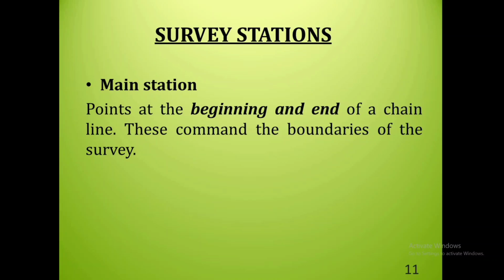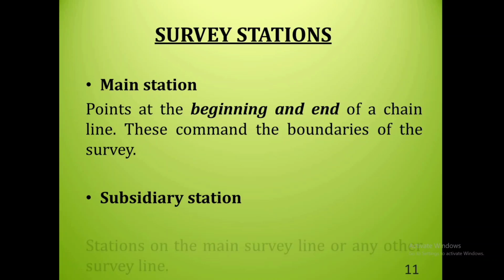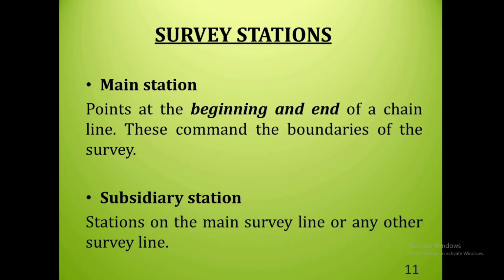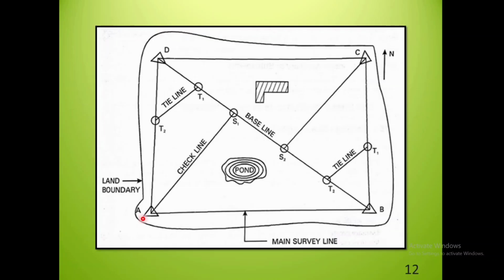Next is subsidiary station or tie station. These are the stations which are present on the main survey line. In this slide you can see point A, point B, point C and point D. These are nothing but main stations, and the lines which are connecting these points are nothing but main survey lines: lines AB, BC, CD and DA. These are called main survey lines.